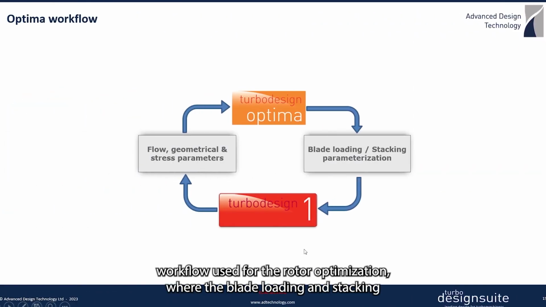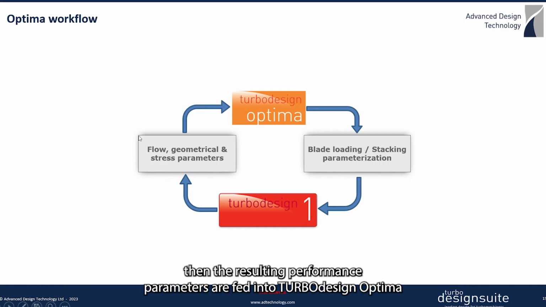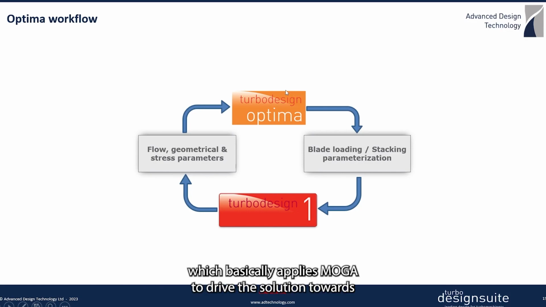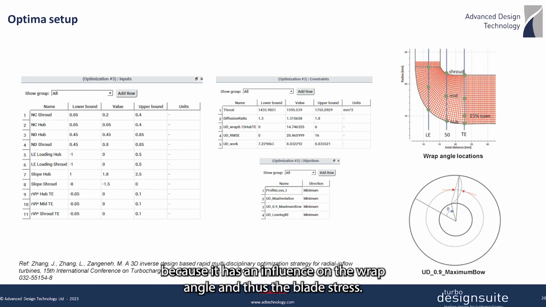So here's the workflow used for the rotor optimization, where the blade loading and stacking parameters are used to generate the blade shape in Turbo Design 1, and then the resulting performance parameters are fed into Turbo Design Optima, which basically applies MOGA to drive the solution towards the optimum design. And of course, we need to specify the range of variation for the input parameters, which are the streamwise loading parameters and also the trailing edge work coefficient, because it has an influence on the wrap angle and thus the blade stress. And then these are the constraints that are used.